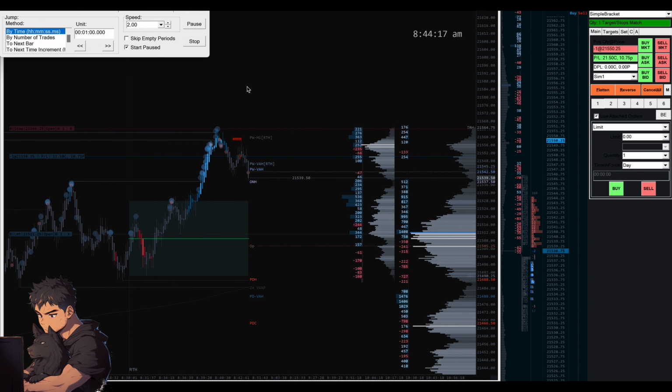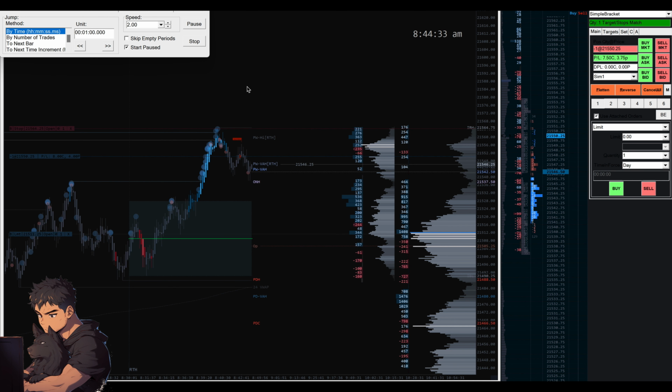In this case, I have the larger leg to leg profile. I am pointing at that POC, which aligns along with the 5-minute opening range mid. But yeah, I'm gonna fast forward this here for you guys.